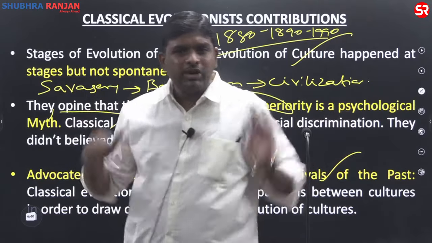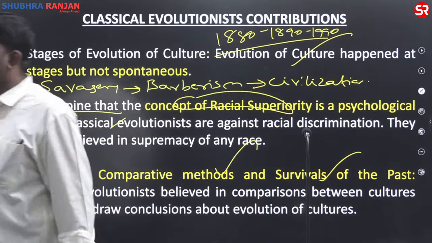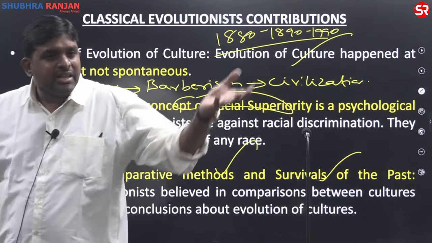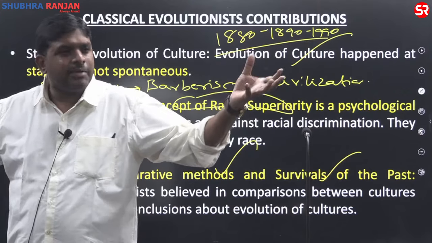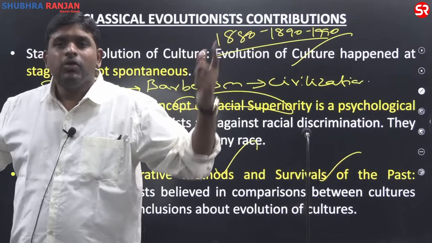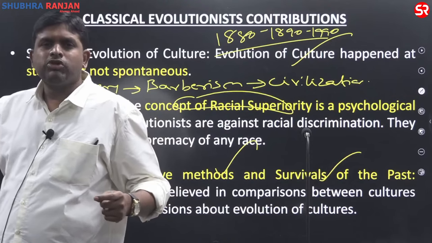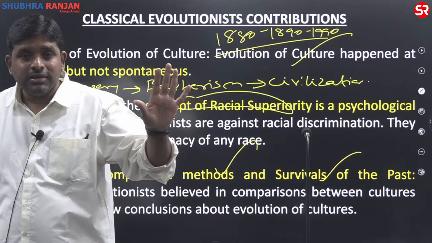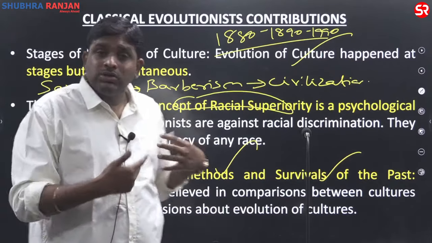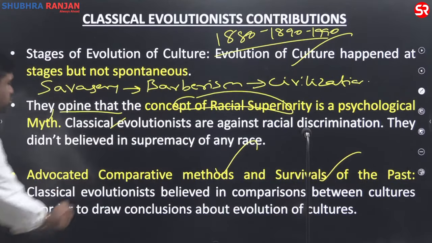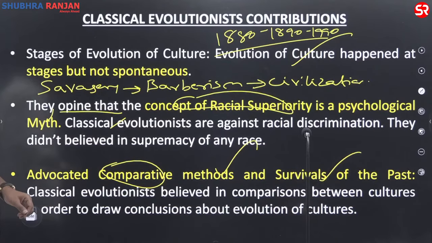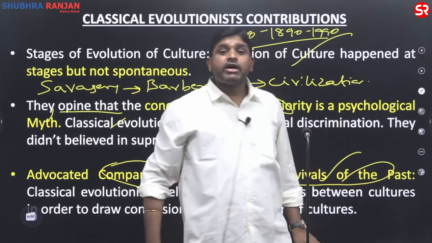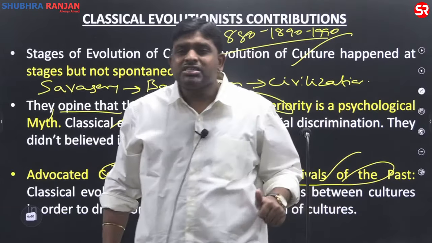If I don't compare, first attempt, okay. Sixth attempt, okay. But when I compare their history, their culture, their background, their surroundings, then I can understand, oh, you took the first attempt because your parents are bureaucrats. He took the sixth attempt because his parents are from the forests. So these people said there is a need for the comparative approach. Fourth point: they also spoke about survivals of the past. What are survivals of the past?